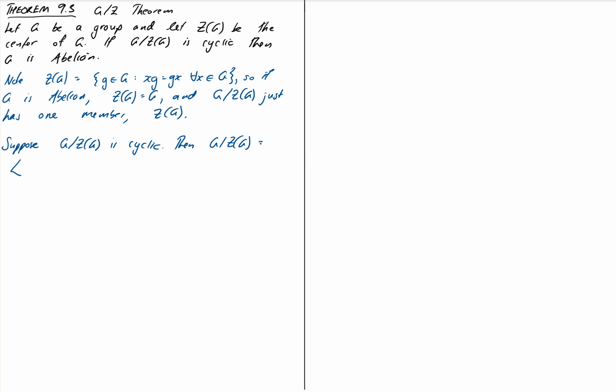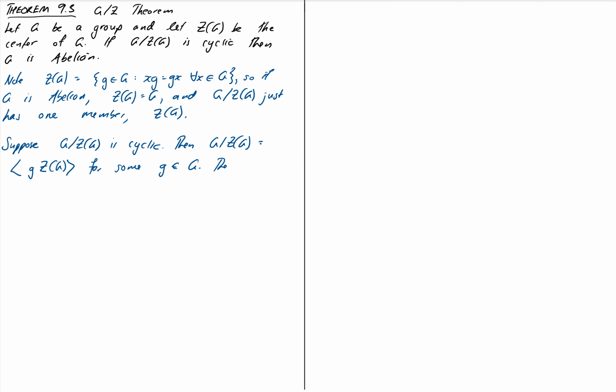So some little g, that's the coset representative, times Z(G), for some little g in our group. Okay, we don't know what it is yet, but we know that if our group is cyclic, it must be able to be written in this form.